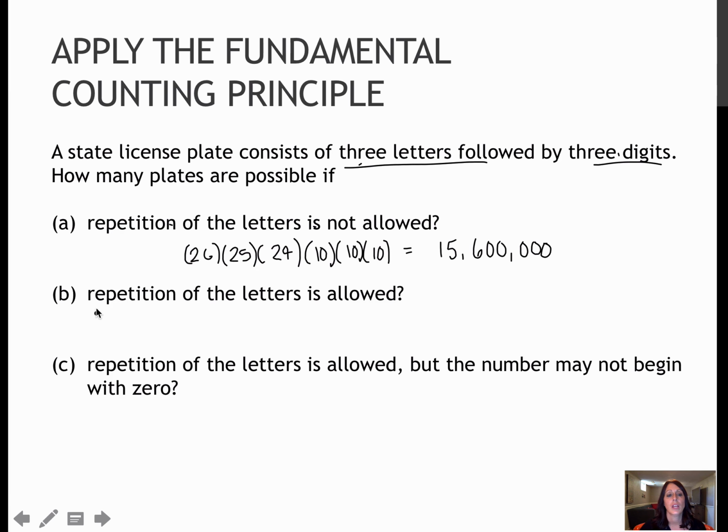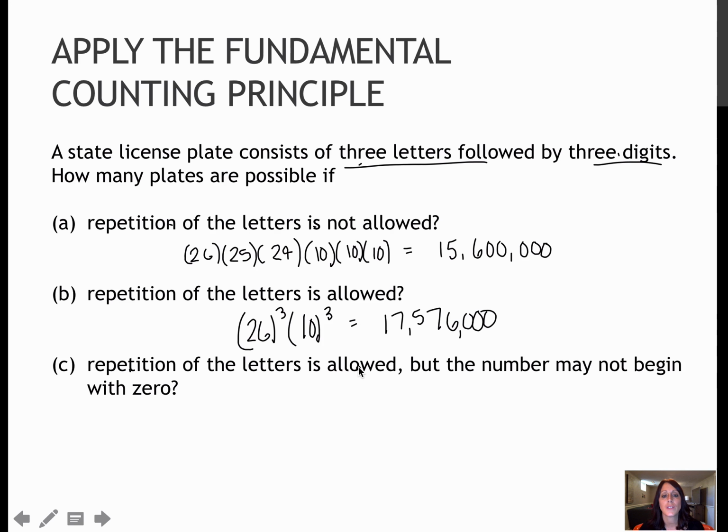If the repetition of letters is allowed, well then that's easy. It's just 26 3 times and 10 3 times. So it should be more than this because I have extra letters that I can use. Instead of 15,600,000, I have 17,576,000 different options.